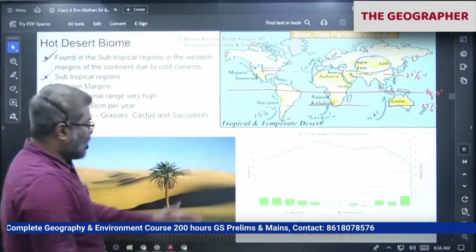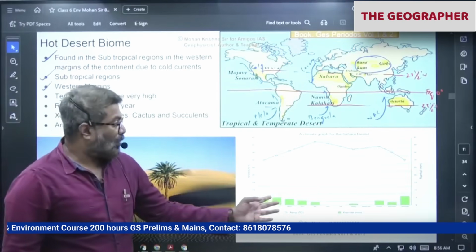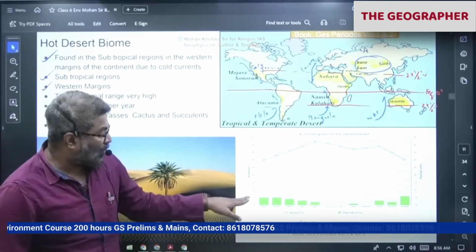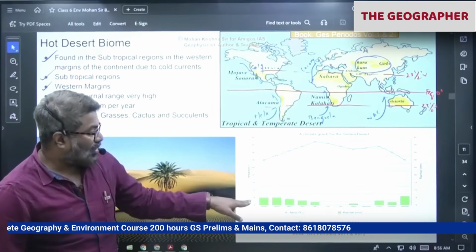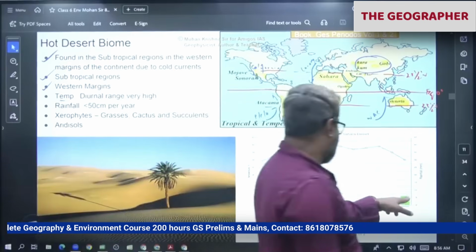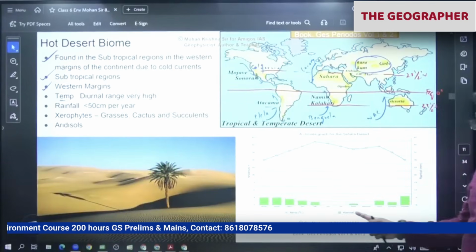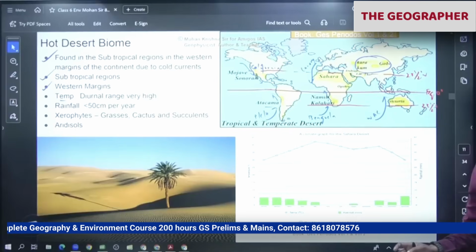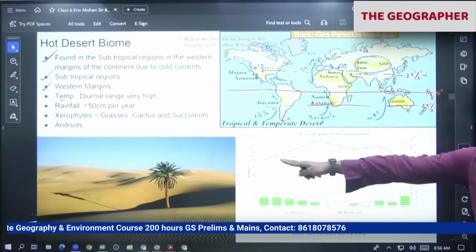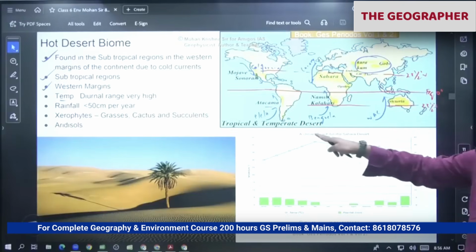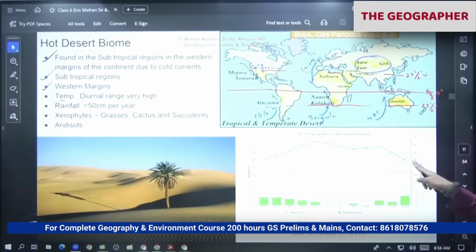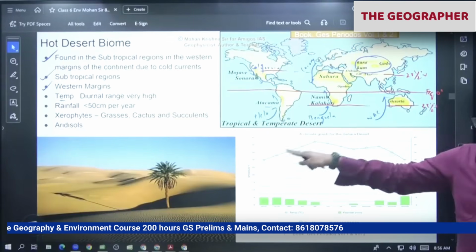Okay. So notice the climograph for the Sahara desert. See, rainfall is very less. You notice rainfall is 5 mm, very less throughout the year. Deserts receive very less rain. But temperatures are high. See, temperature reaching 45, 50 and all here, and always above 30. Notice temperatures are always 30 and above.